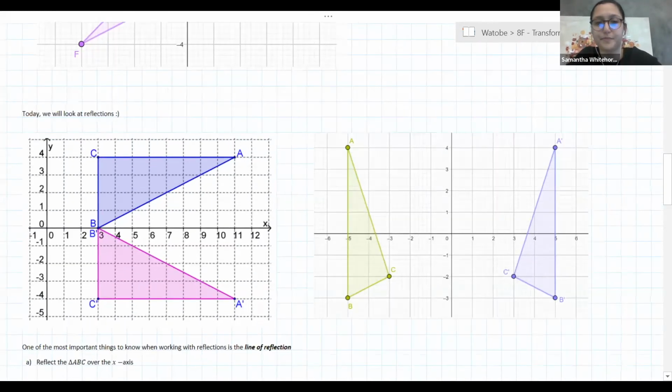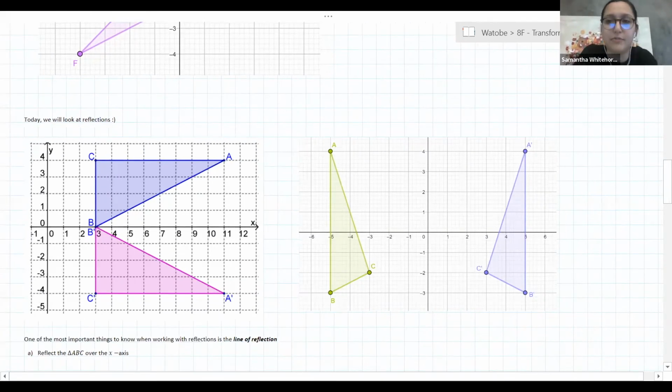Now, if you think about the word reflection, we think of a mirror, right? If you look at yourself in the mirror, you're just looking at a reflection of yourself. And so what we need to remember is that in geometry, it's a very similar thing. It's basically if we held a mirror up at a very specific point, we would see the reflection of a shape.